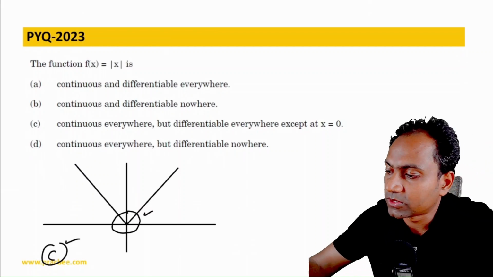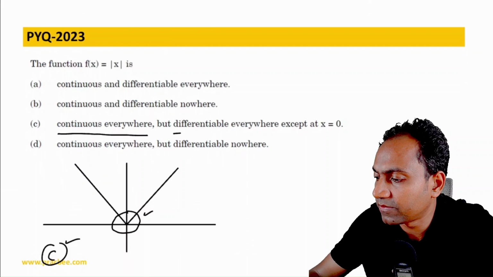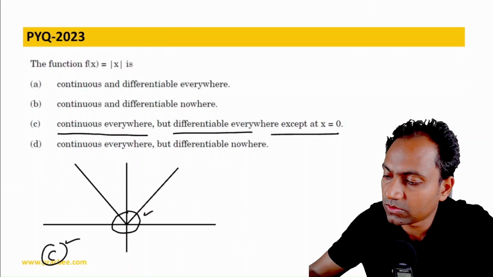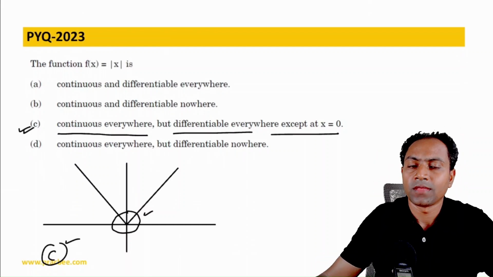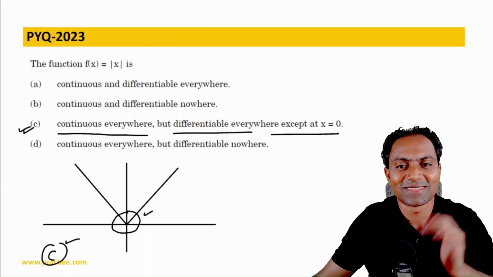Now let us see the options. If you look at this C option, continuous everywhere, differentiable everywhere except x equal to 0, this comes out to be the right answer. So just by drawing the graph, you can write the answer to this question in 30 seconds.